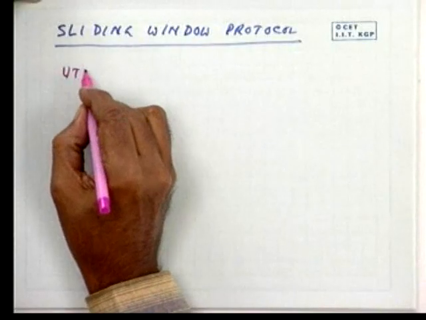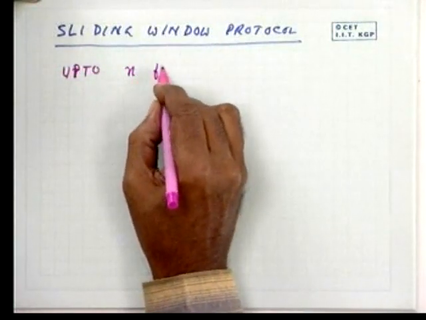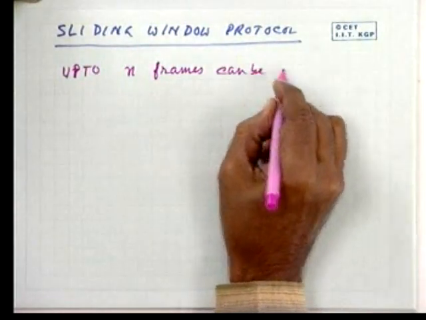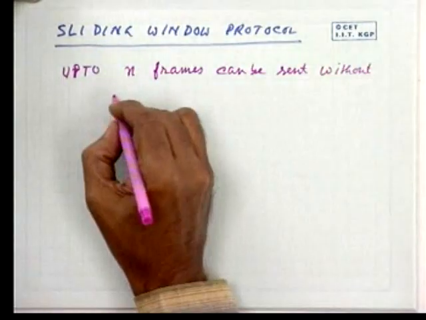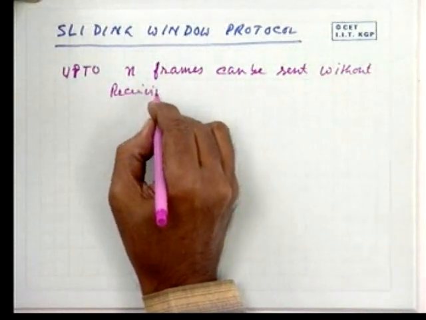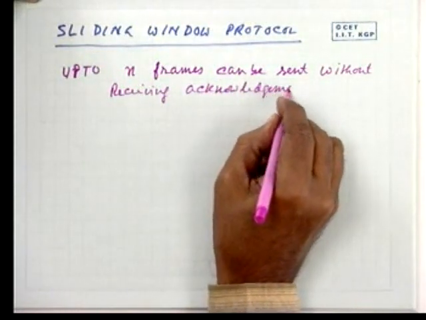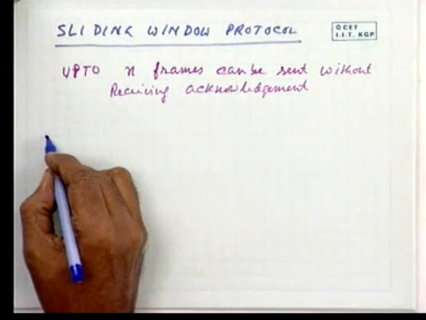up to some limit, say up to n frames can be sent without receiving acknowledgement. We can explain it with the help of this simple diagram.